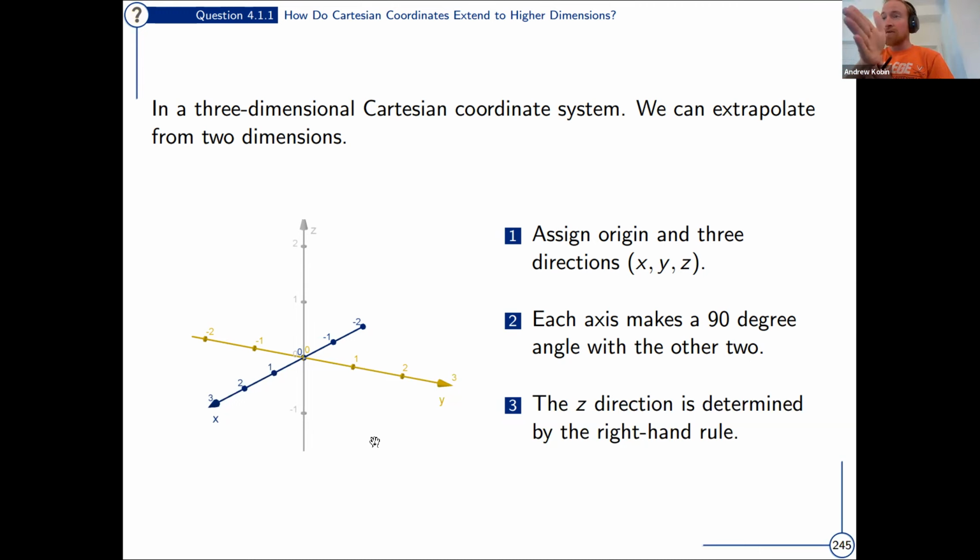First, put your fingers straight out along the x-axis. So here I'm pointing into the screen. You'd have to turn your hand around to point along that blue axis. If you curl your fingers, they're going to curl in the direction of the second coordinate, or the y-axis. And wherever your thumb is pointed, that's the third direction. That's the z direction. So it's called the right-hand rule.